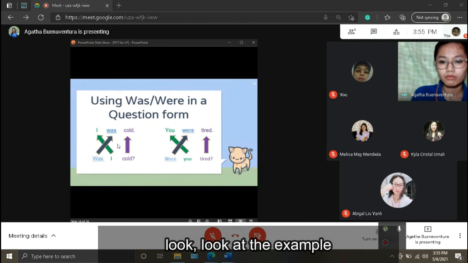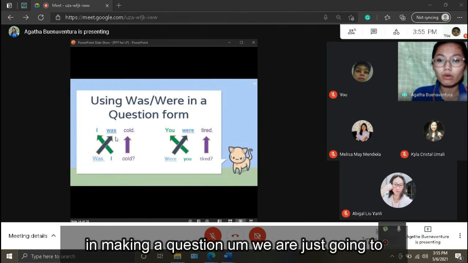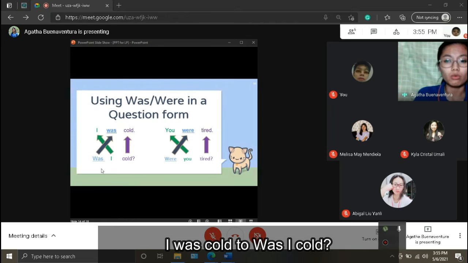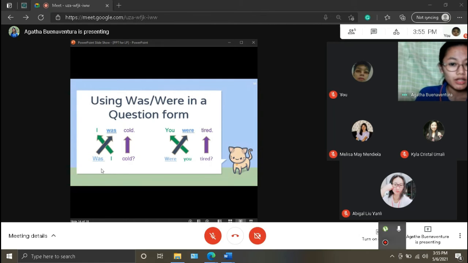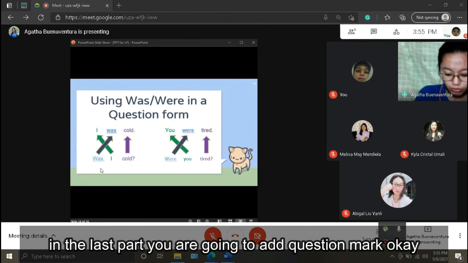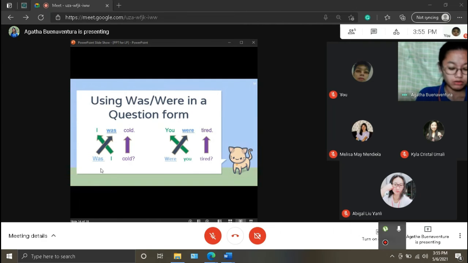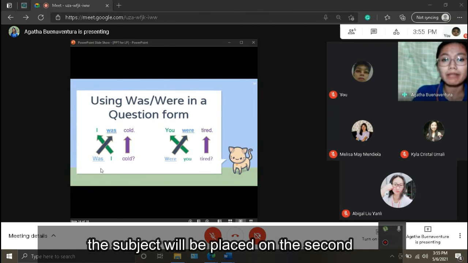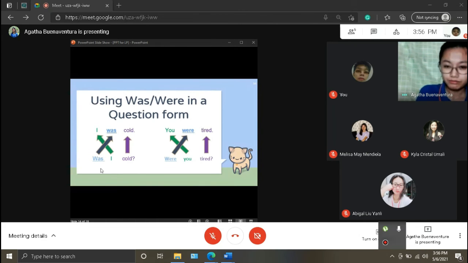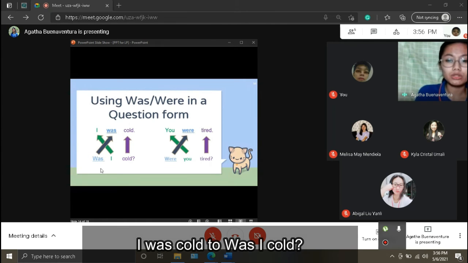Look at the example. I was not cold. In making a question, we're just going to switch place the verb and the subject. So I was cold to was I cold? Was I cold? And in the last part, you're going to add a question mark, okay? So the subject will be placed on the second and the verb will go into place on the first.